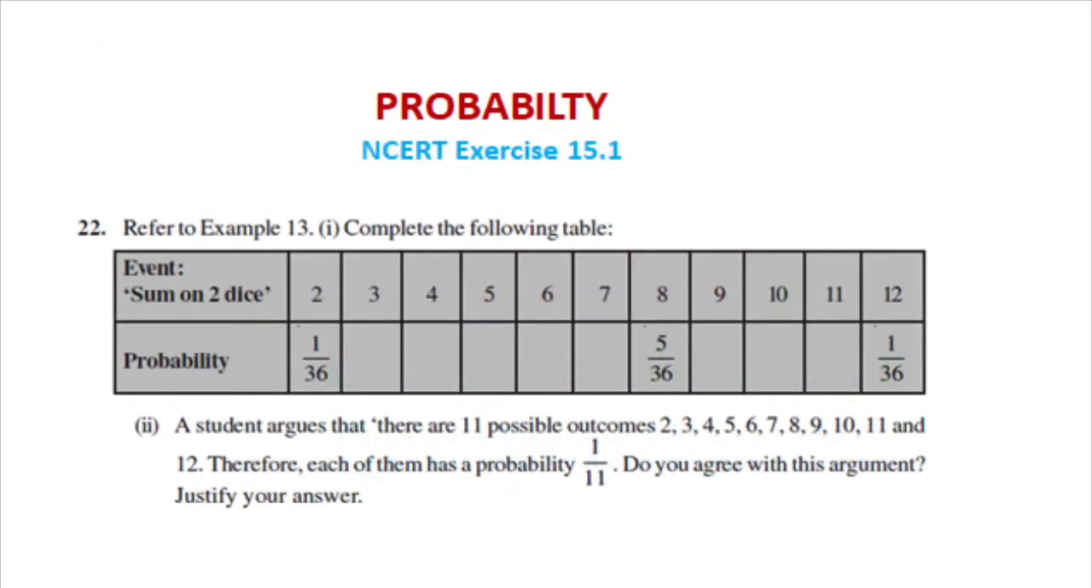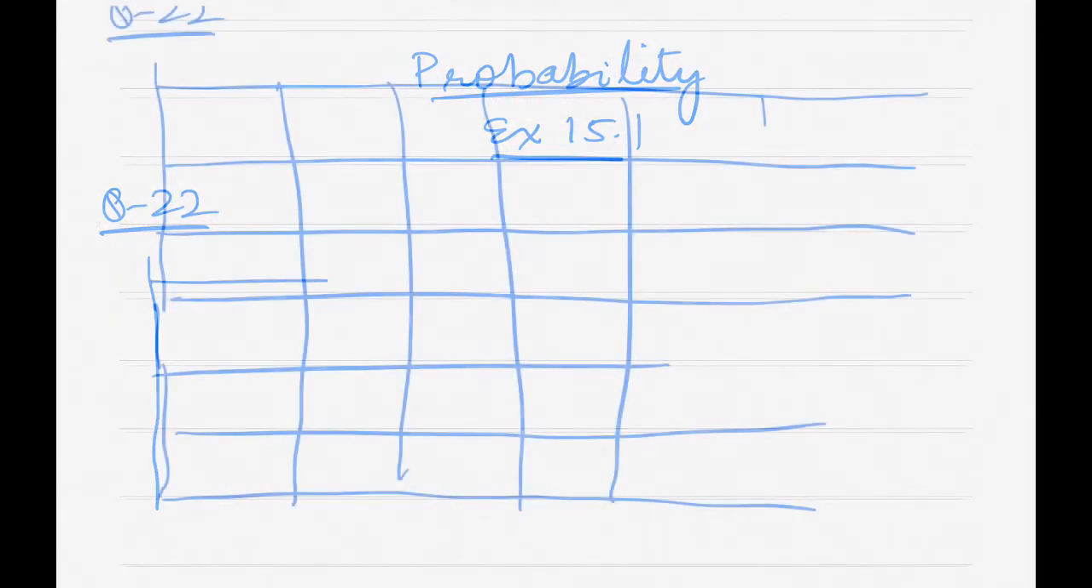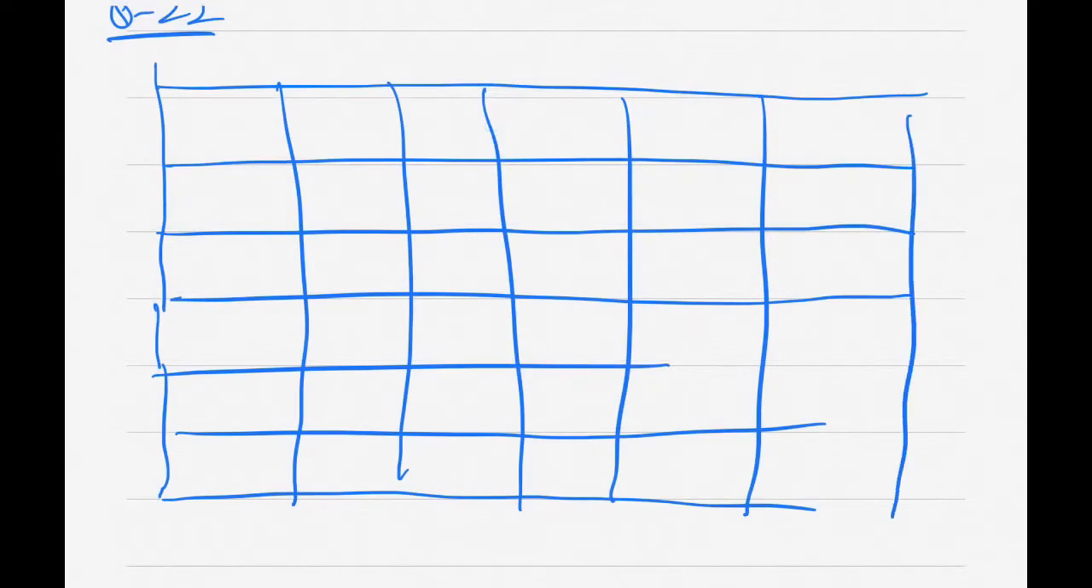Moving to question number 22. For this question, when there are two dice, I think we always need to draw the table, and how many options are there? 5 and 6, right? So these are my 6 things.